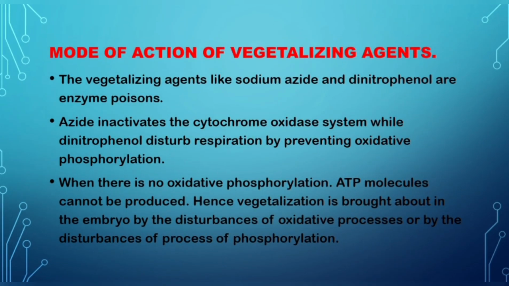Mode of action of vegetalizing agent. The vegetalizing agents like sodium azide and dinitrophenol are enzyme poisons. Azide inactivates the cytochrome oxidase system while the dinitrophenol disturbs respiration by preventing oxidative phosphorylation. When there is no oxidative phosphorylation, the ATP molecule cannot be produced. Hence, the vegetalization is brought about in the embryo by the disturbance of oxidative process or by the disturbance of the process of phosphorylation.